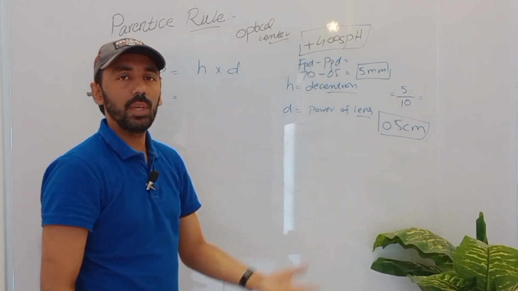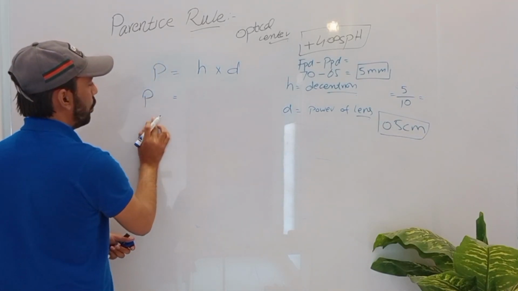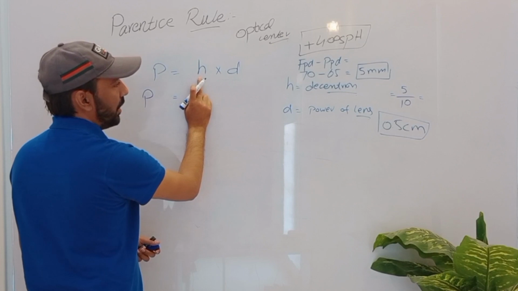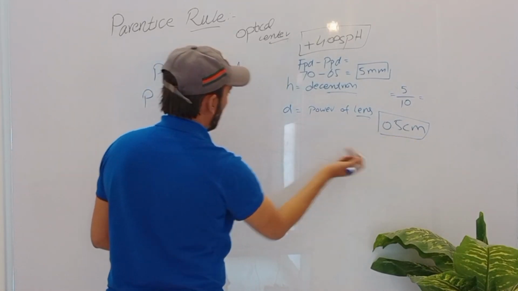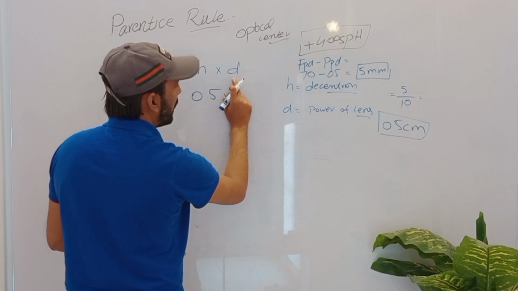And now we have to calculate the prismatic effect, right? So P is equal to prismatic effect, H is equal to decentration, and our decentration is 0.5 centimeter, and the power of the lens D is plus 4.